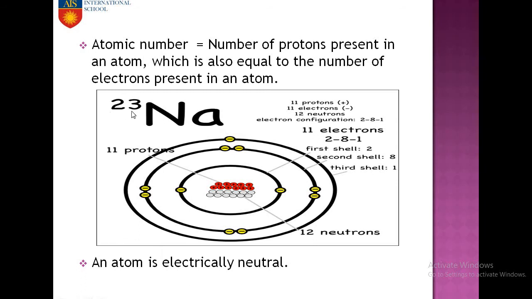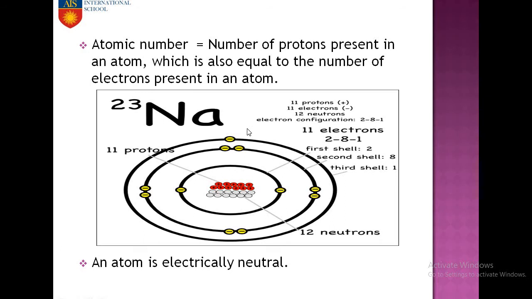So, this 23 represents its mass number. What do you mean by mass number? Mass number is equal to the sum of protons plus neutrons. So, we can say neutron is equal to mass number minus protons.